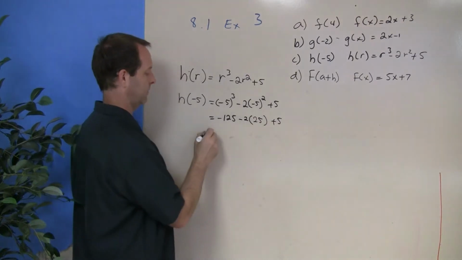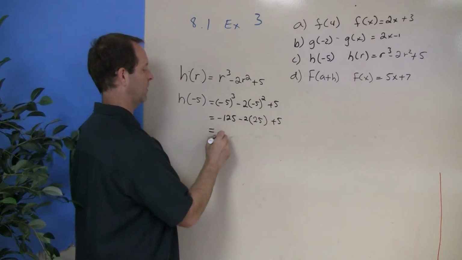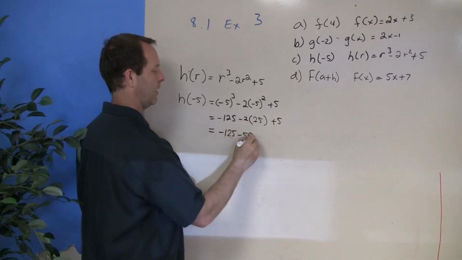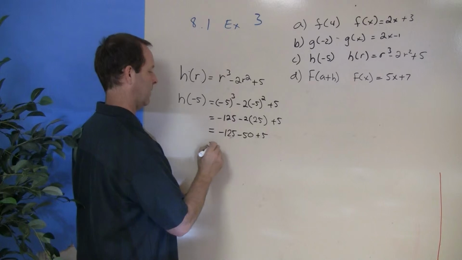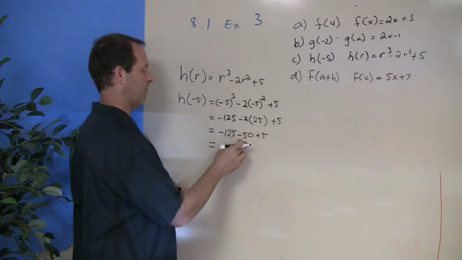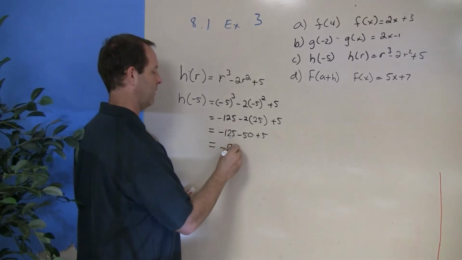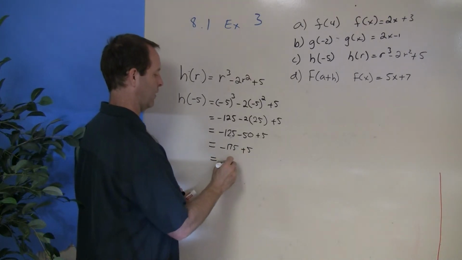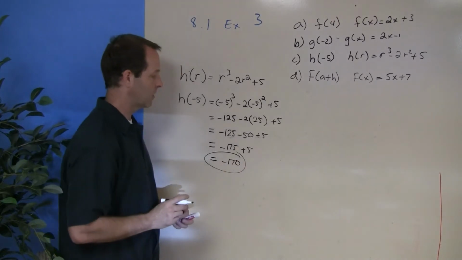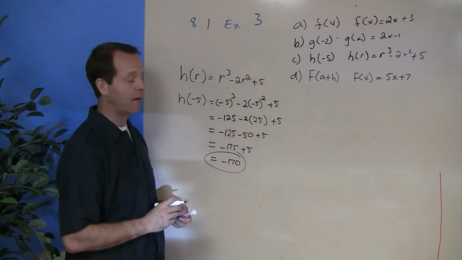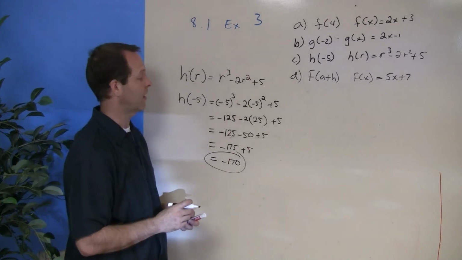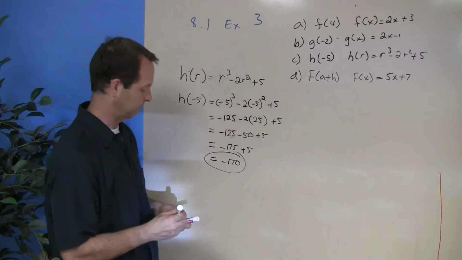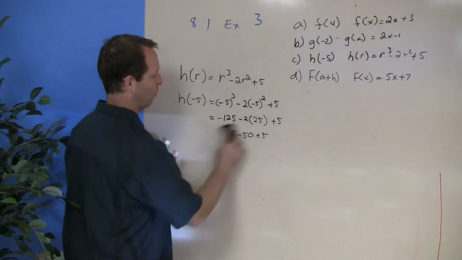And now it's just kind of grinding it on out. Minus 125. Negative 2 times a 25 is a negative 50, plus a 5. I have to do one step at a time. -125 minus 50, that's a negative 175, plus a 5. And that equals a negative 170. So my function, h of negative 5, equals negative 170, where negative 5 is my domain value and negative 170 is my range value.